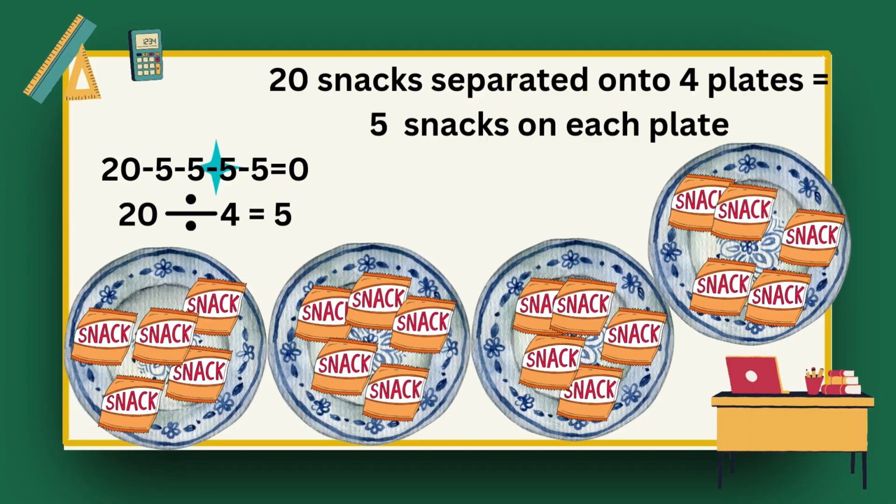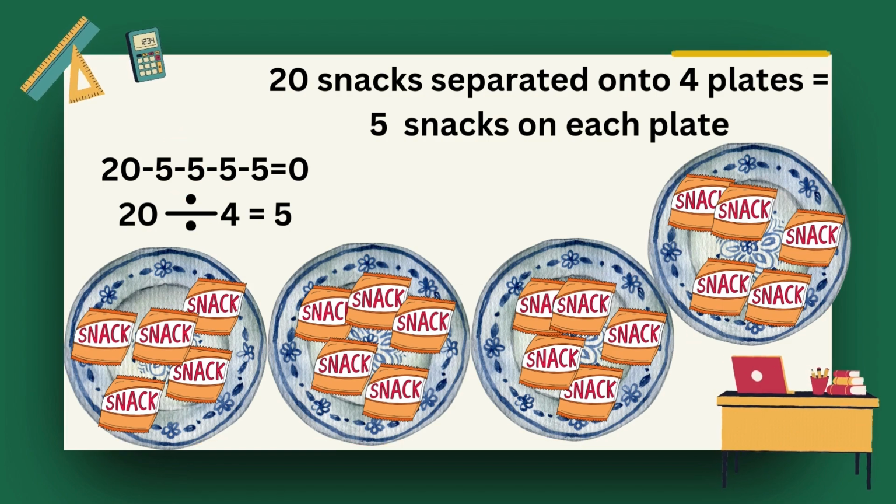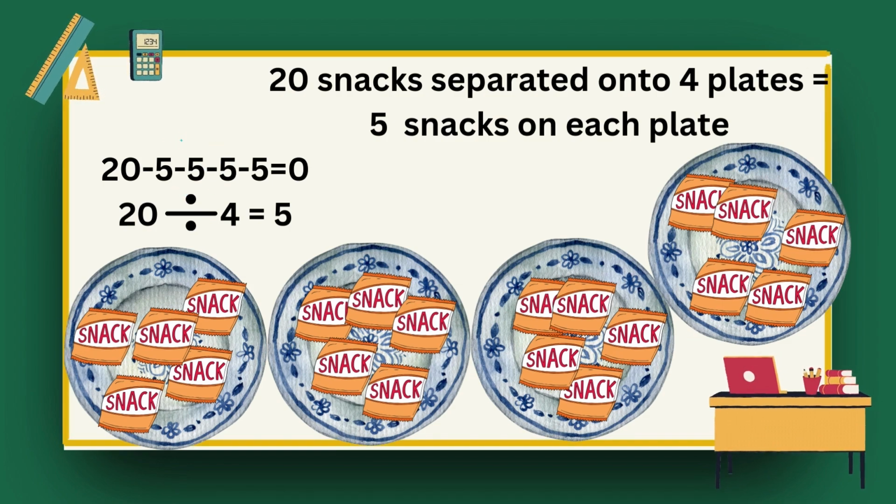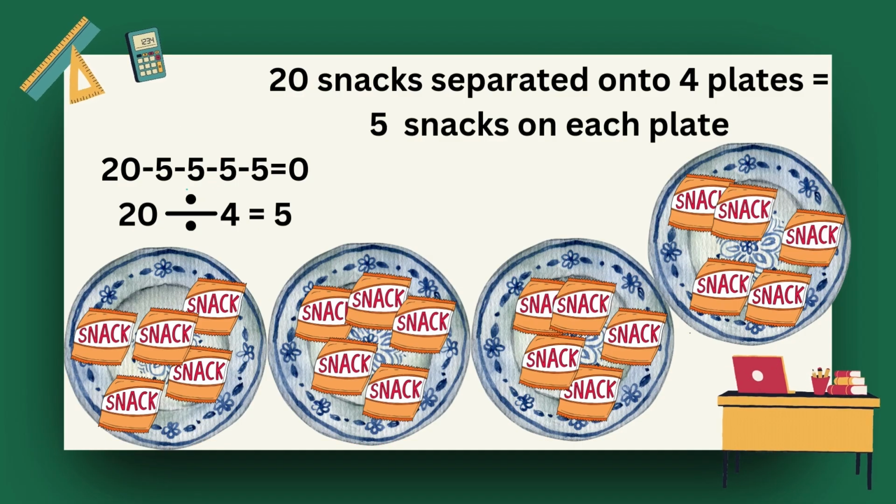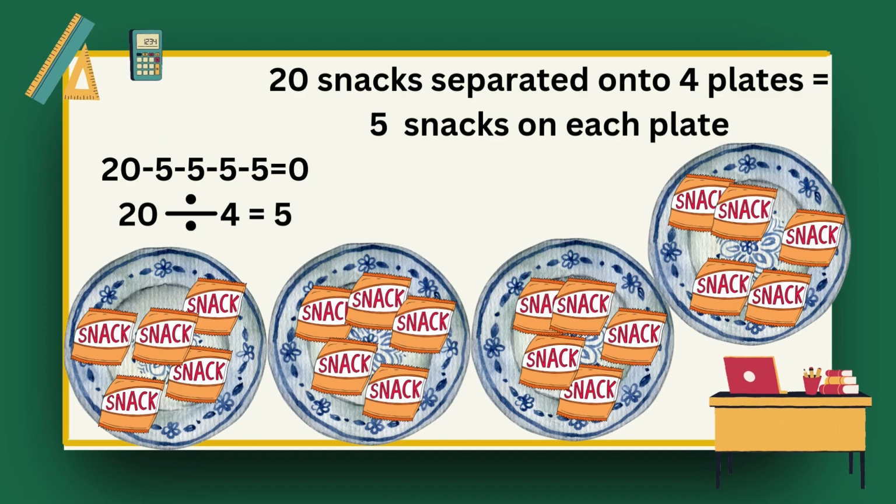All right, let's check my statement. So I've got 20 total snacks separated onto 4 plates, and it equals 5 snacks on each plate. I'm also seeing the repeated subtraction problem of 20 minus 5 minus 5 minus 5 minus 5. So I'm counting, those are the 4 plates, right? The 4 groups of 5. And if I take all of those away and put them on a plate, I've got 0 left in my big pile. And then I'm seeing 20 divided by 4 equals 5.